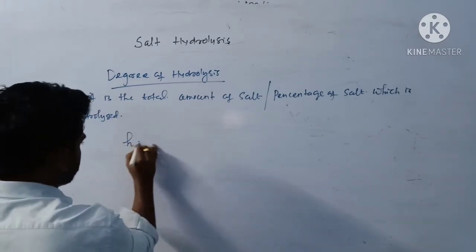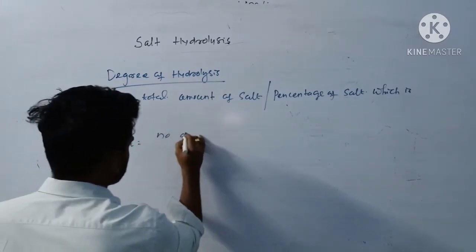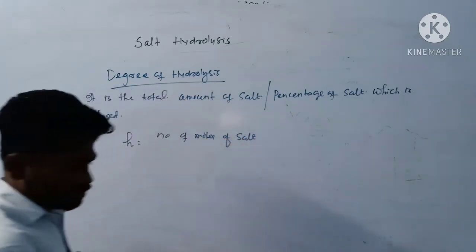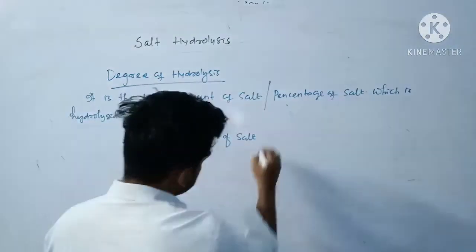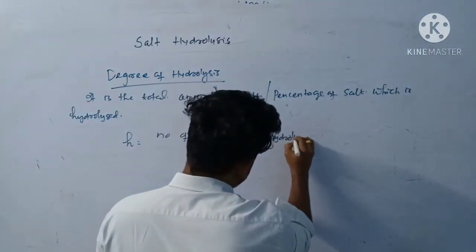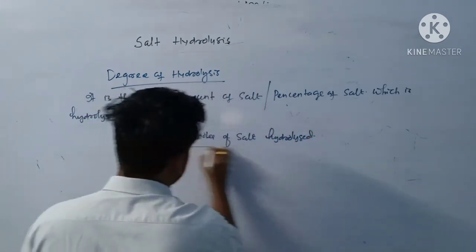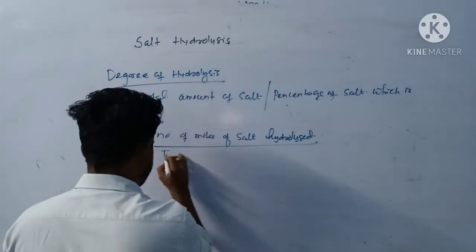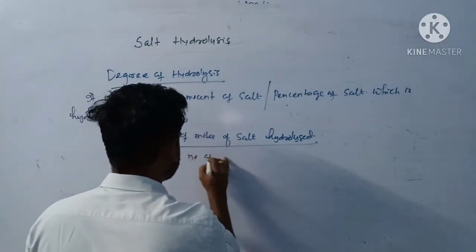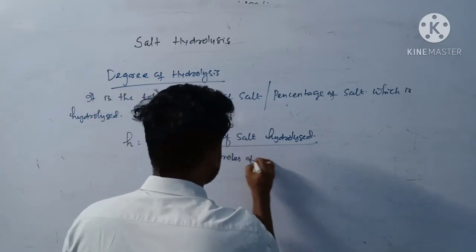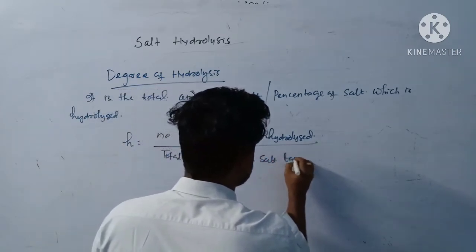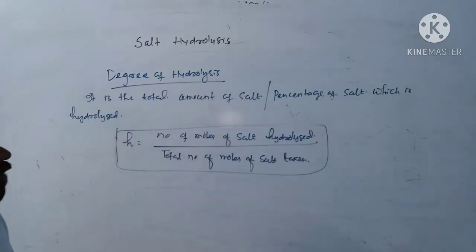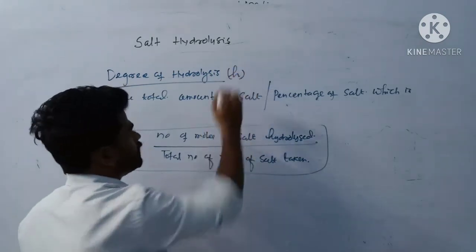So degree of hydrolysis h can be defined as the number of moles of salt hydrolyzed upon the total number of moles of salt taken. This is the expression for degree of hydrolysis, that is h. Clear?